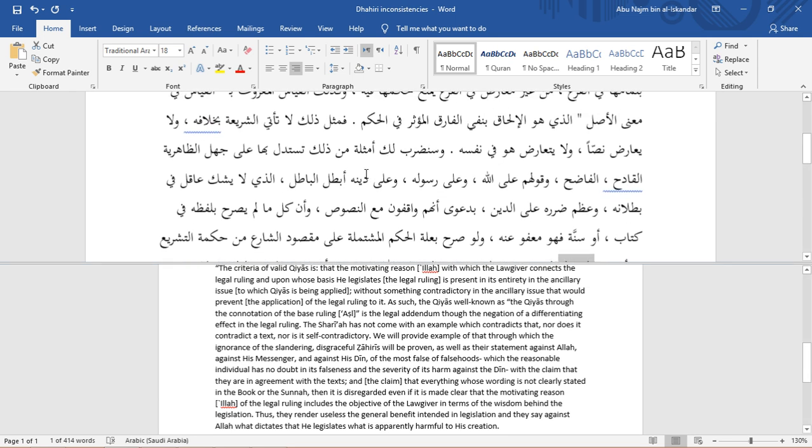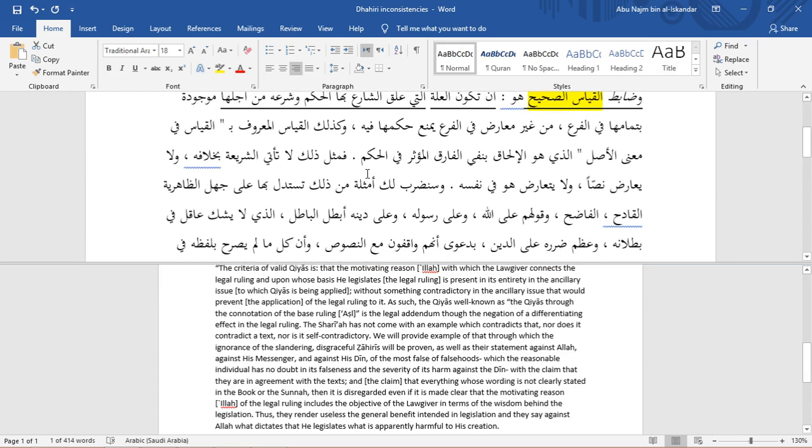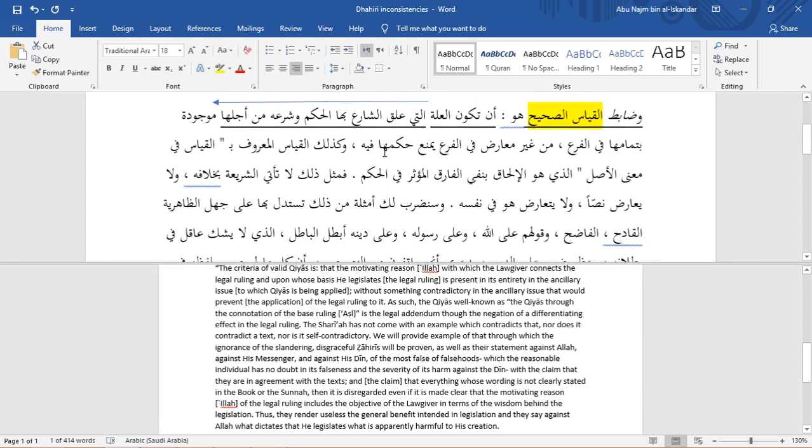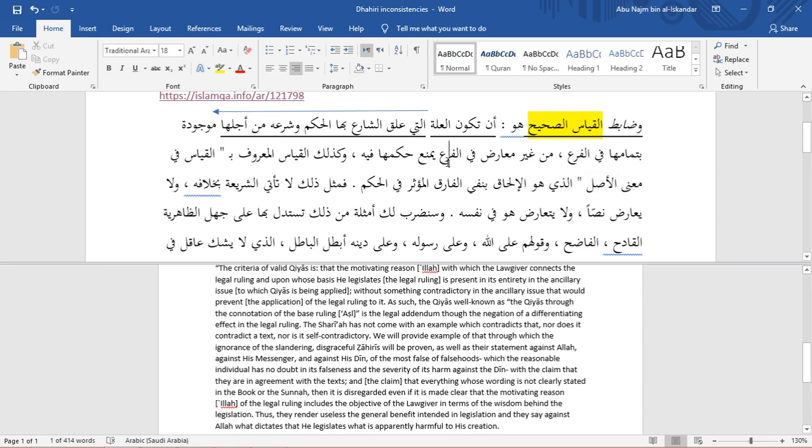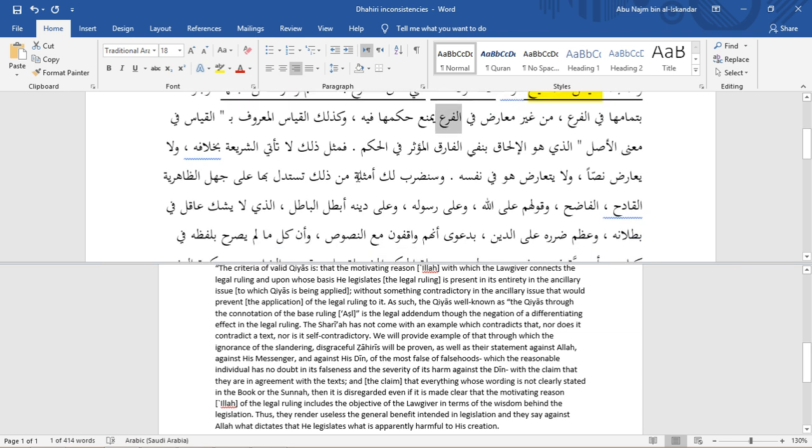Other vocabulary. Ilhaq, Farik al-Mu'athir, Farik al-Mu'athiri, that would be difficult, I think. Understanding what asl means here is important. Obviously, the difference between asl and far'a. And that's it, I think.